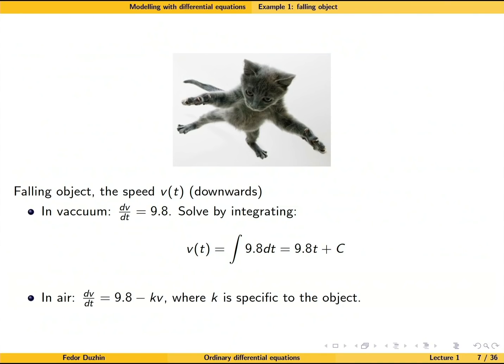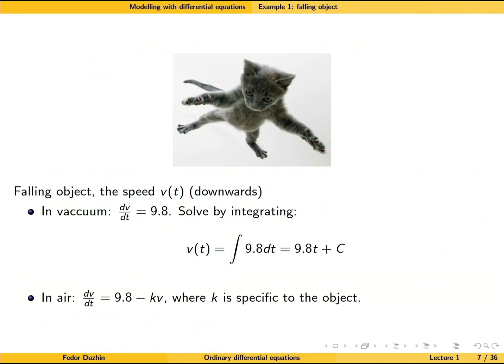But suppose that our object falls in air, like this cat on the screen. Well, then, of course, we should somehow account for air resistance. So how can we do it?